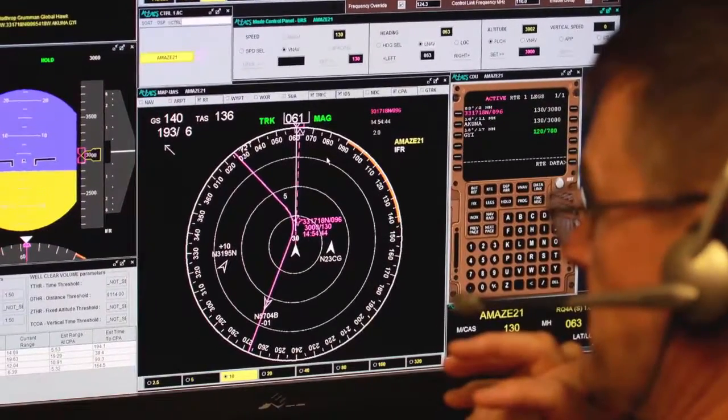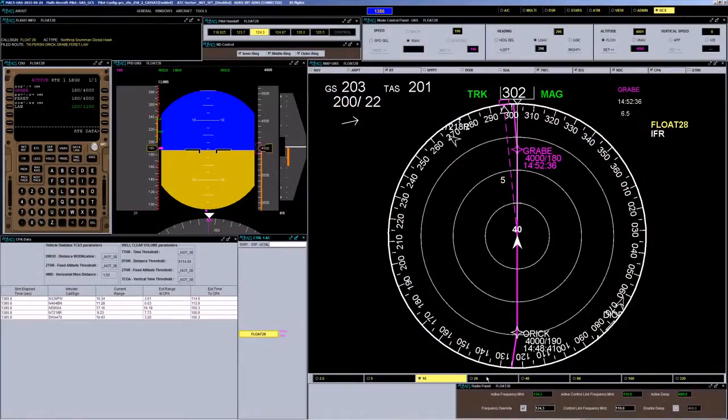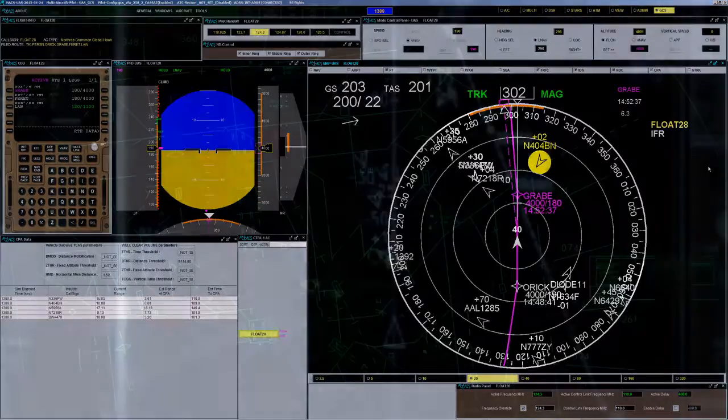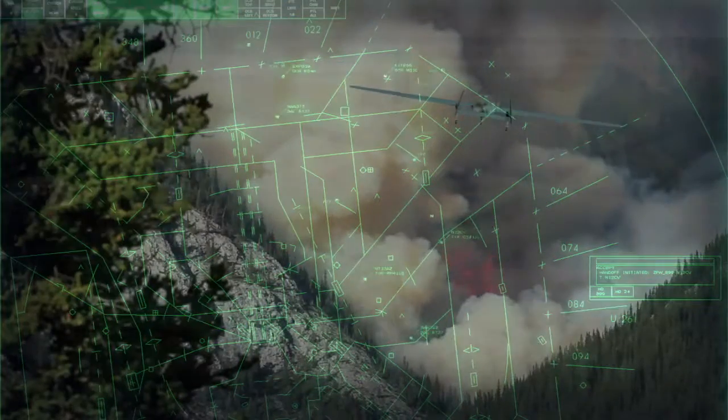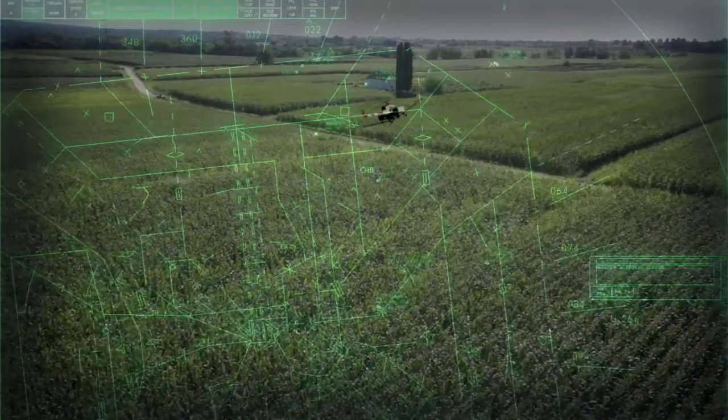Langley researchers are conducting realistic, human-in-the-loop simulations of UAS traffic integration in various types of airspace. These experiments will assess the performance of Detect and Avoid and its associated procedures.